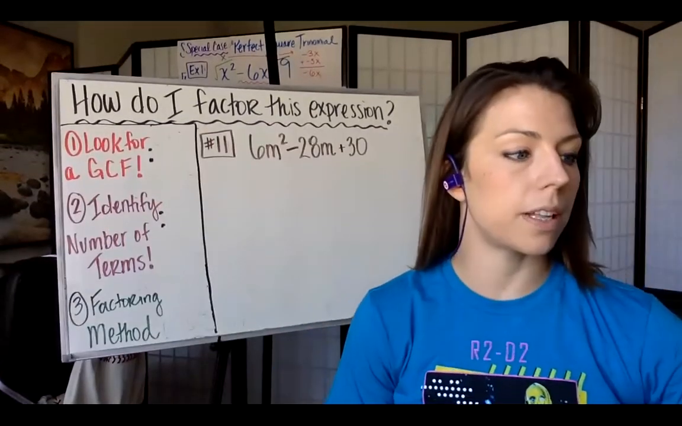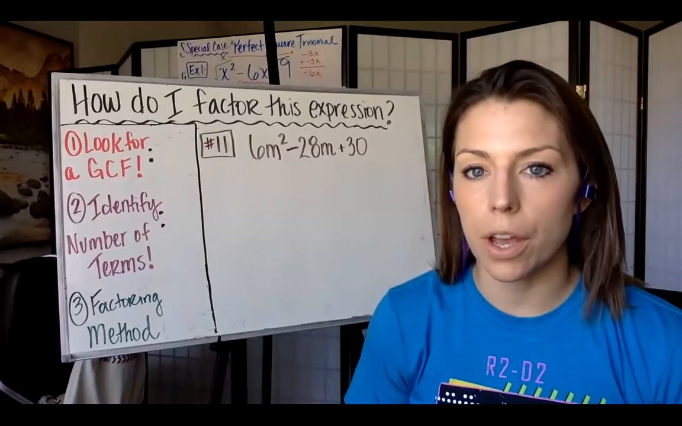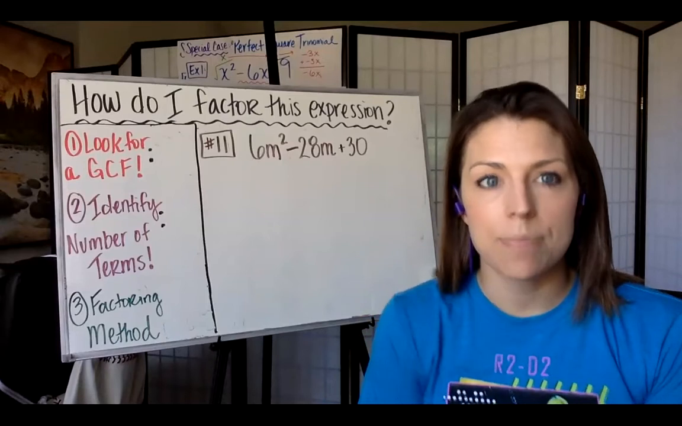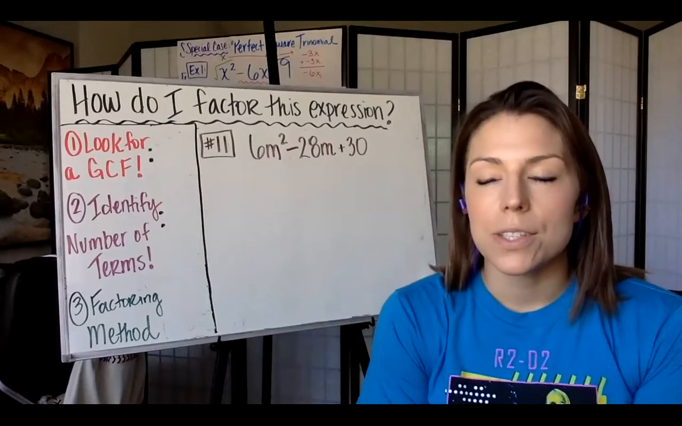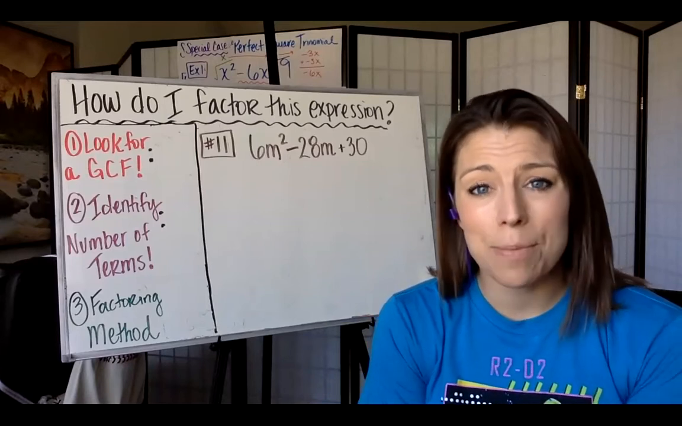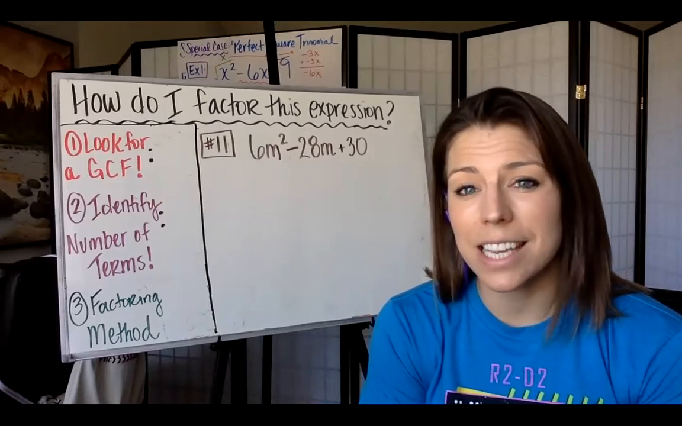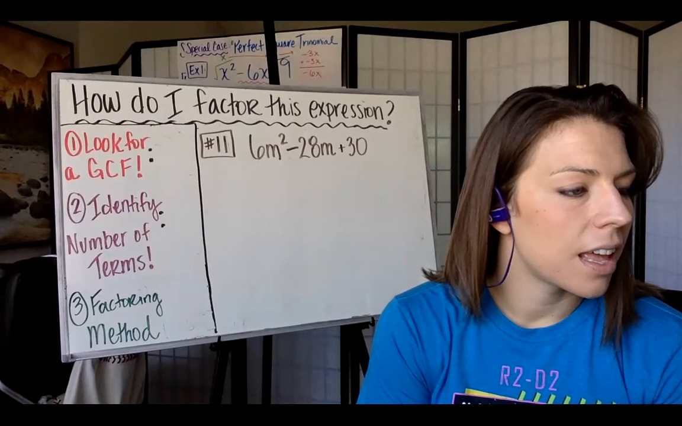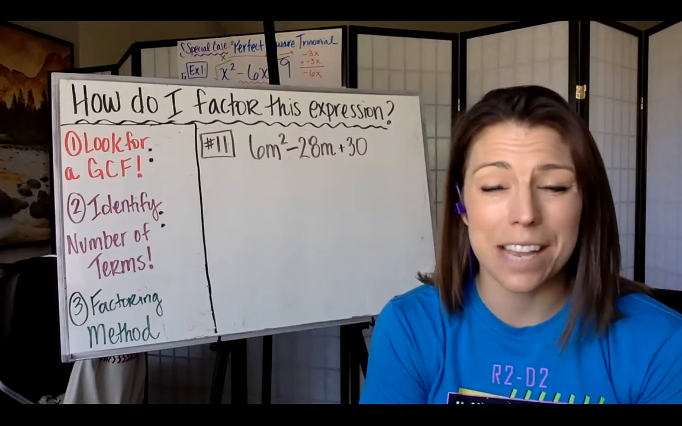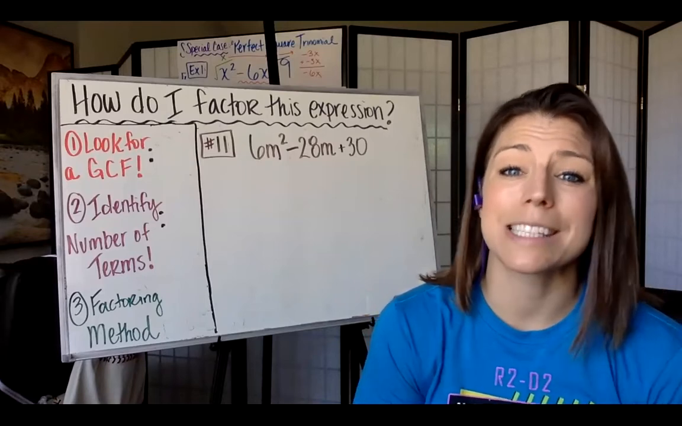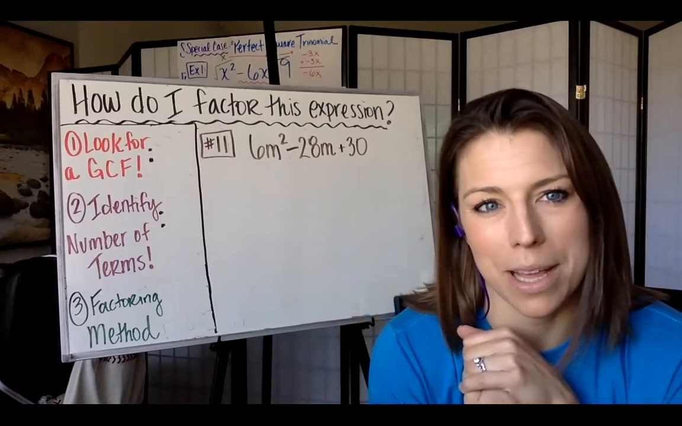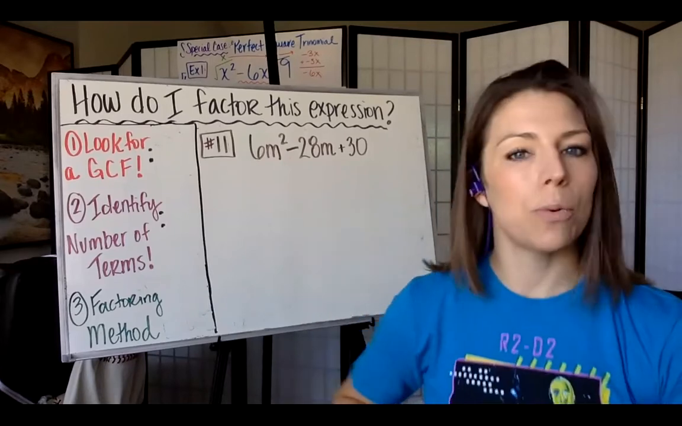All right, number 11 with 3 more to go. 6m squared minus 28m plus 30. This is the one that is going to require the most amount of work. And I can tell because looking at it, I see that it does have a GCF, but the GCF is not 6, which means not only are we going to factor out a GCF, but we're also going to have to pick a longer method of factoring. But that's okay. We're going to do it anyway.